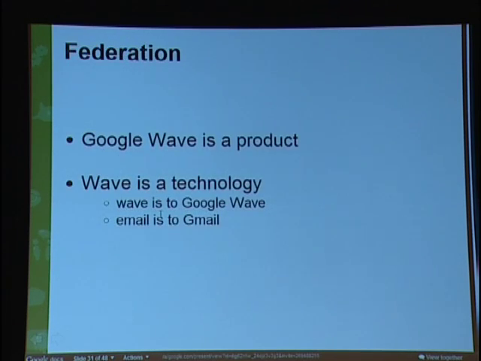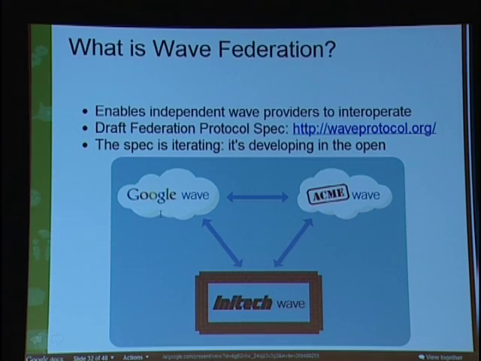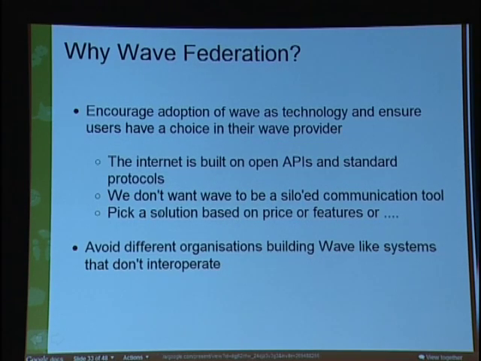So let's talk about federation. Google Wave is a product, and Wave is a technology. So in a sense, Wave is to Google Wave what email is to Gmail. Wave federation makes it possible for independent wave providers to interoperate, to develop their own independent wave servers. The draft federation protocol is published, and it's not final, it's a work in progress, and you can monitor the progress of this protocol on the web.